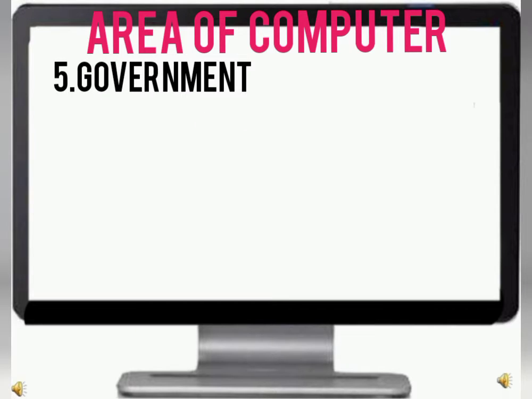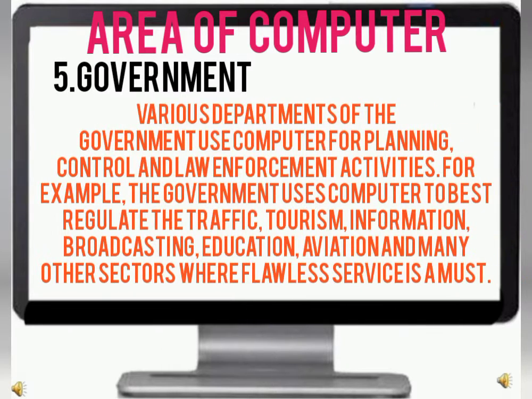Government: Various departments of the government use computers for planning, control and law enforcement activities. For example, the government uses computers to best regulate traffic, tourism, information, broadcasting, education, aviation and many other sectors where flawless service is a must.